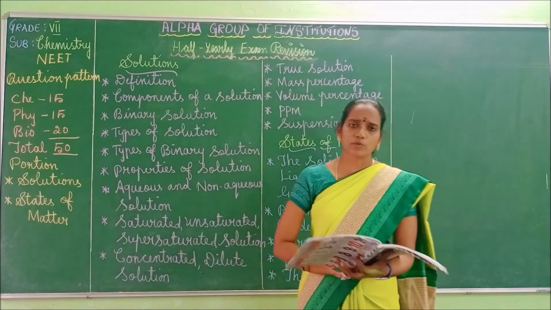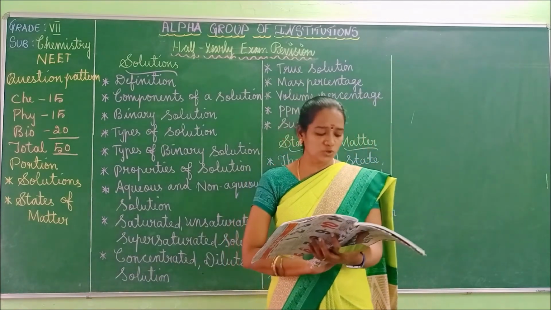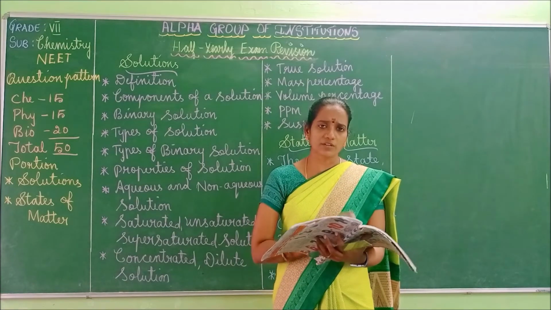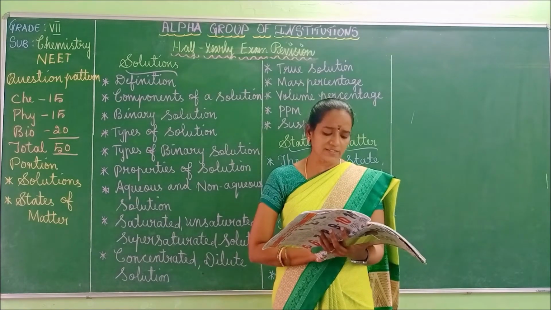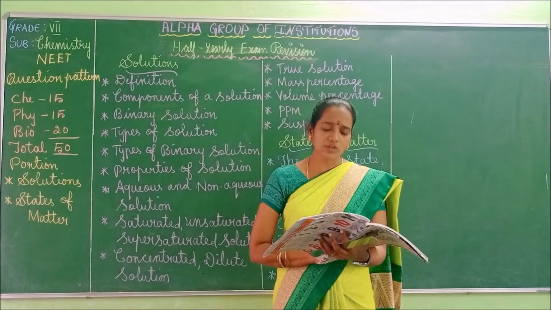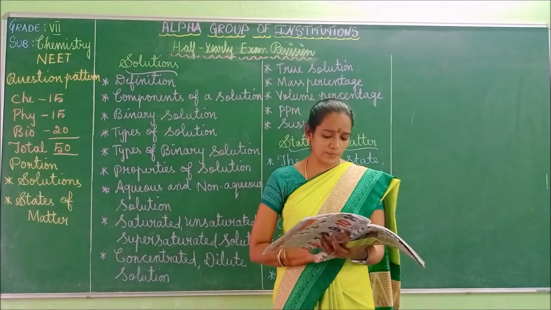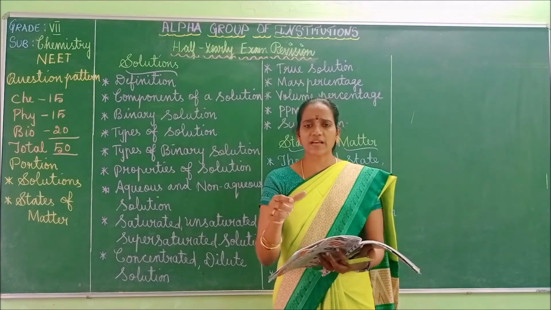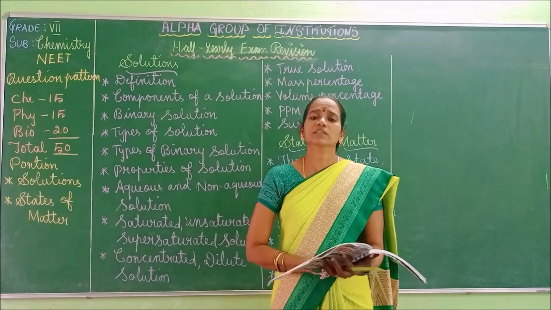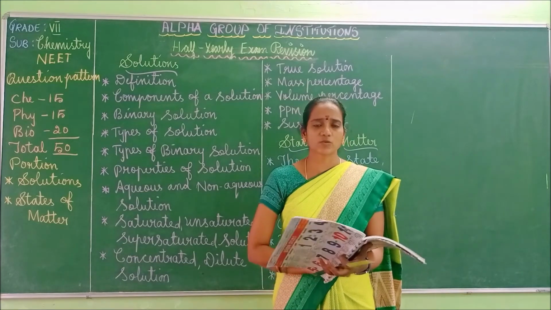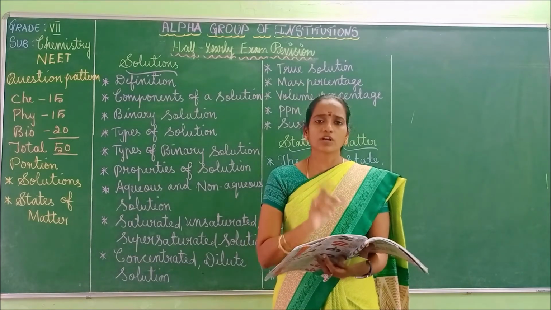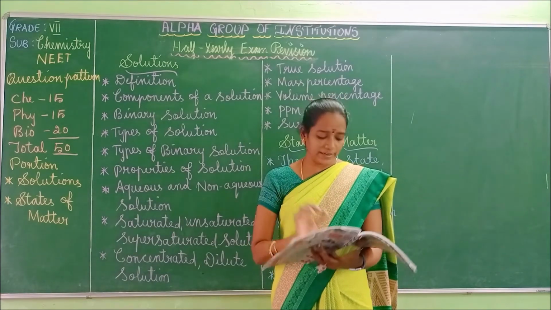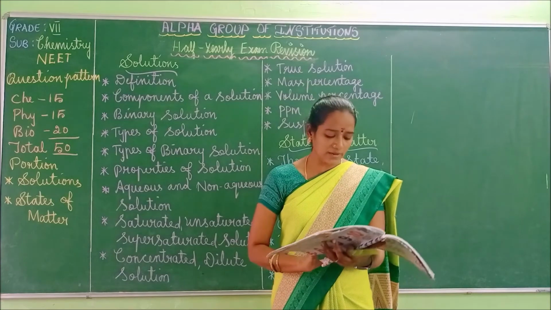So next come to the properties of solution. Here, in the properties of solution, due to dash size, the solute particles do not scatter a beam of light passing through the solution. Small size, larger size, medium size? The answer is small size. Underline everything I am saying now. Don't just see, underline it immediately. Due to small size.